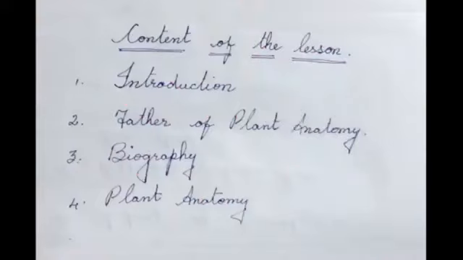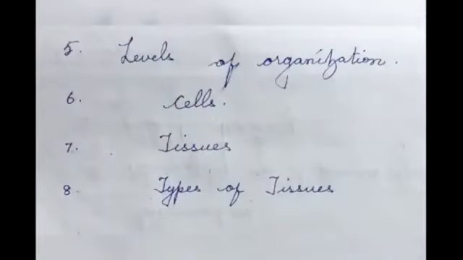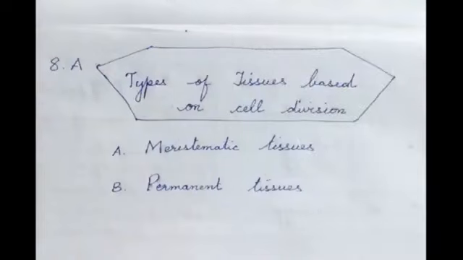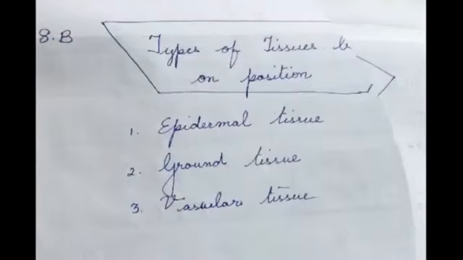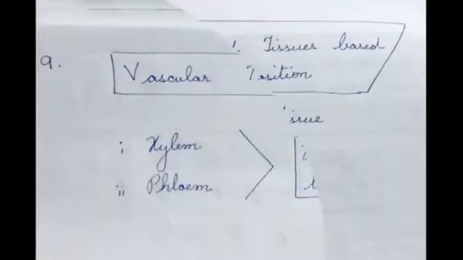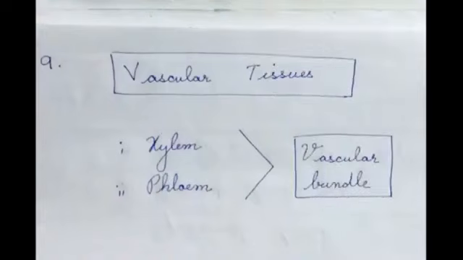The contents of the lesson are: introduction, father of plant anatomy, biography, levels of organization, cells, tissues, types of tissues, and types of tissues based on cell division, meristematic and permanent. Next, we'll learn about tissues based on position: epidermal tissue, ground tissue, and vascular tissue. Vascular tissue consists of xylem and phloem, which together make up the vascular bundle.